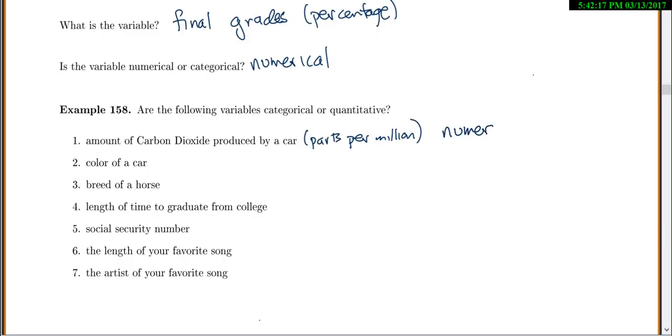Okay, I agree, numerical. Color of a car. Quantitative. Categorical. Categorical. Breed of a horse. Categorical. Length of time to graduate from college. Numerical. My favorite example, your social security number.